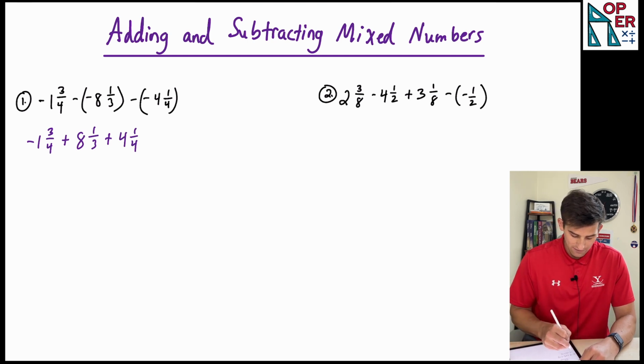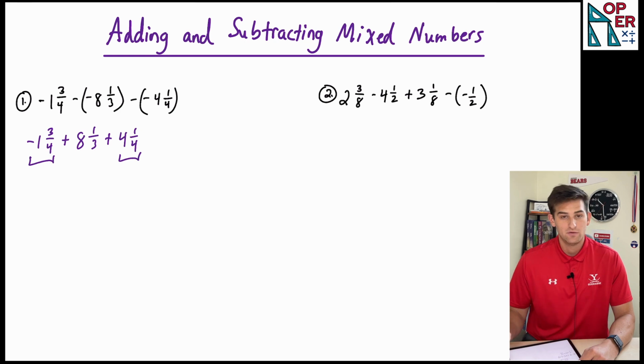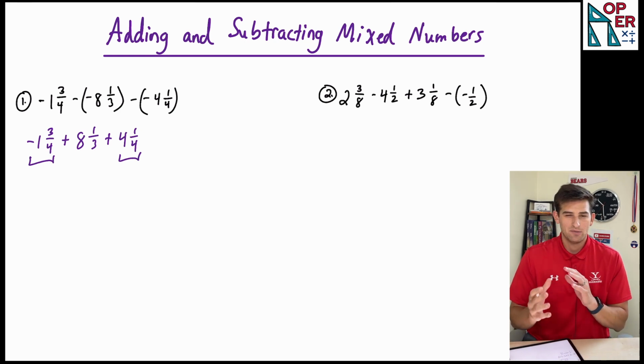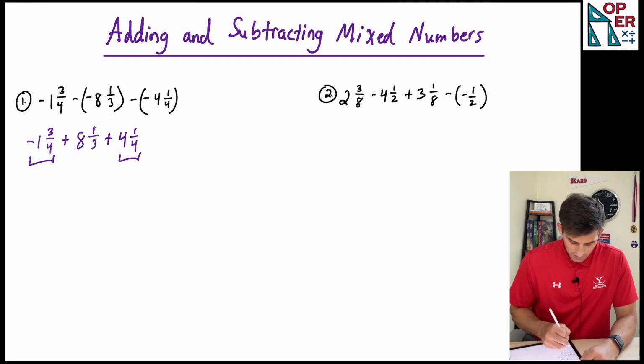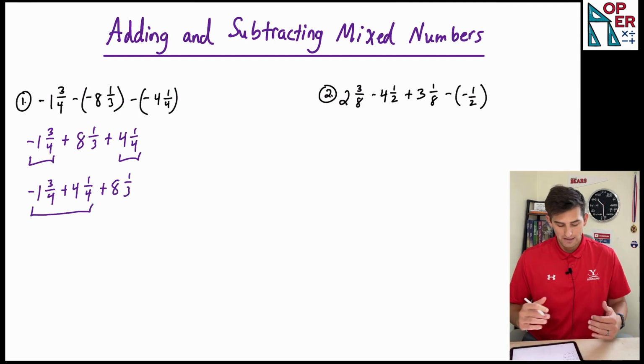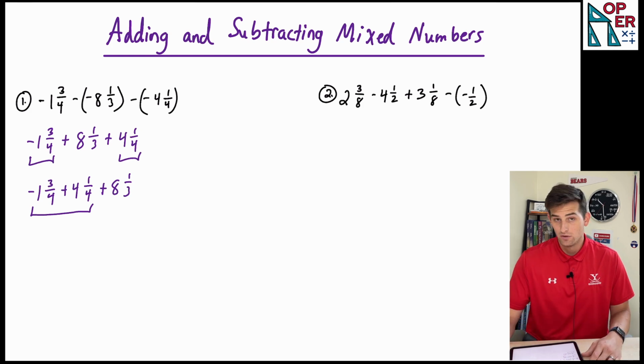Now I notice that I have a denominator of 4 and a denominator of 4. So I'm going to use the commutative property. I'm going to switch those around. So now I have negative 1 3/4 plus 4 1/4 plus 8 1/3. So I'm going to focus on adding these two numbers together, negative 1 3/4 and 4 1/4.